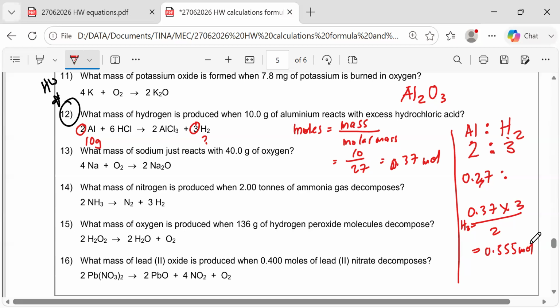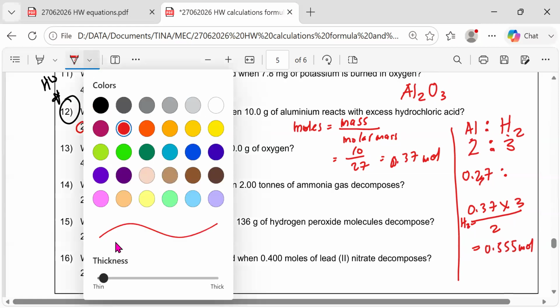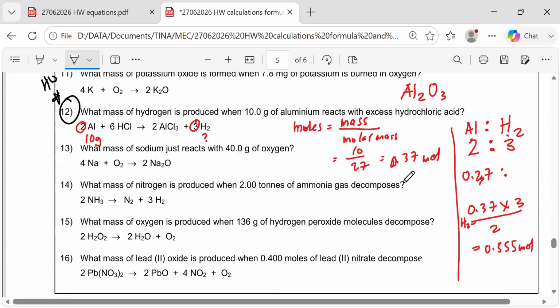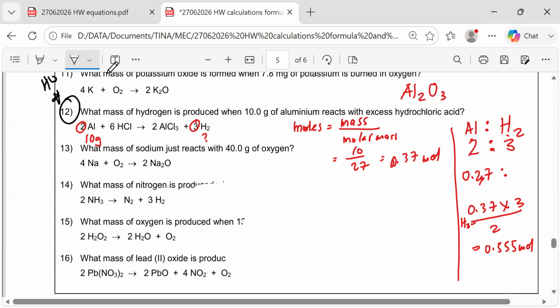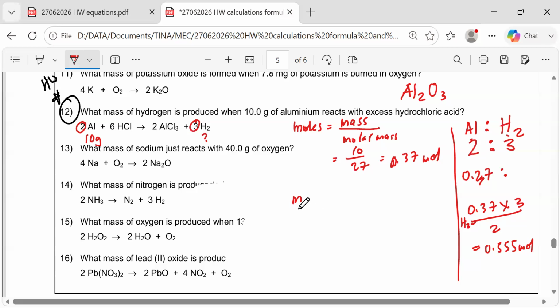Okay, so Jared, now I want to find the mass of hydrogen. How do I do that? So mass of hydrogen will be moles multiply molar mass. So do I take 3H2 or do I just take H2? H2, get it? Alright? So times 2, because hydrogen is 2.